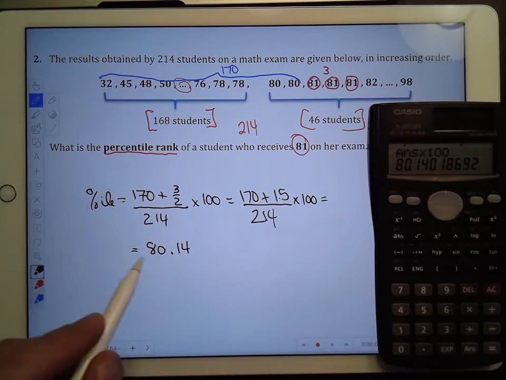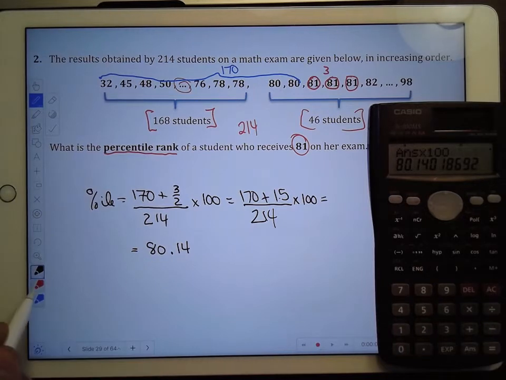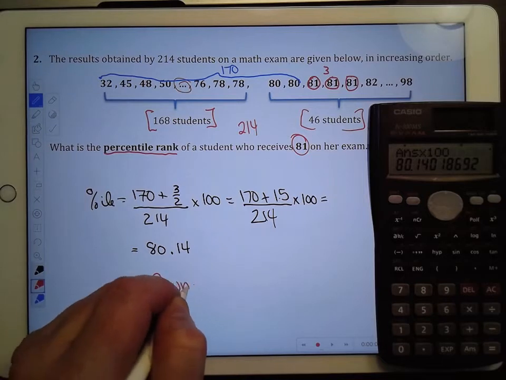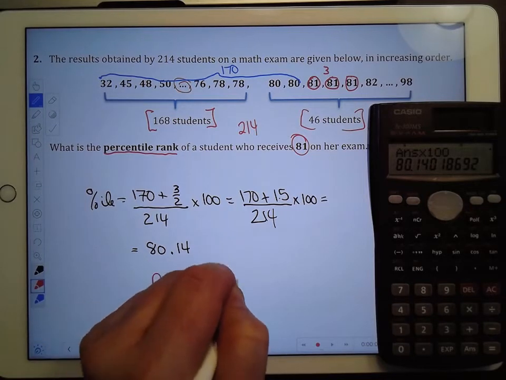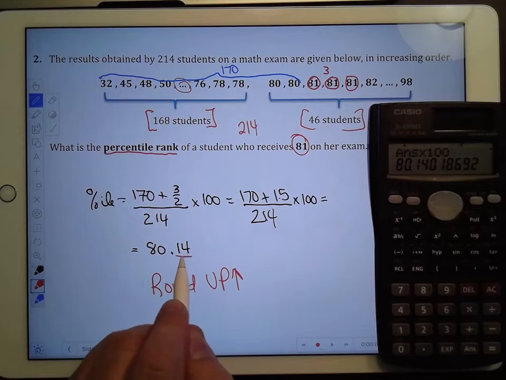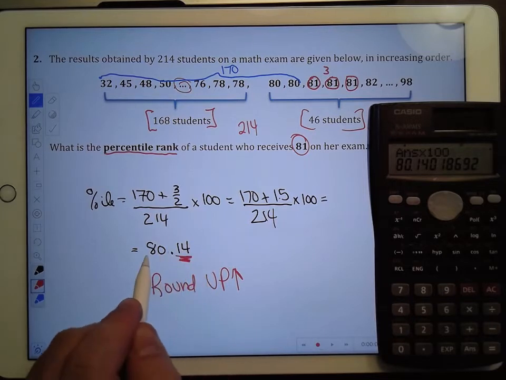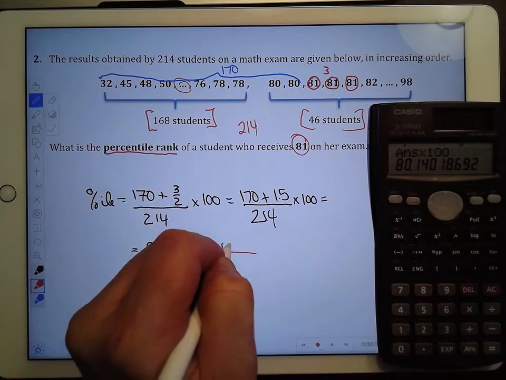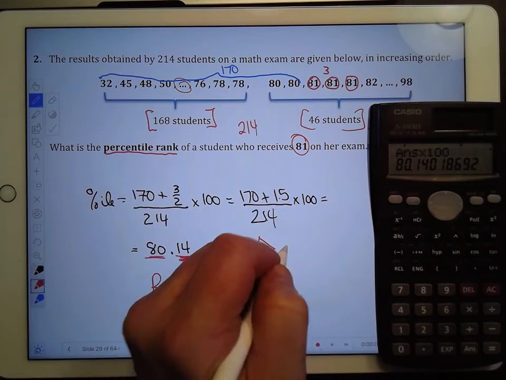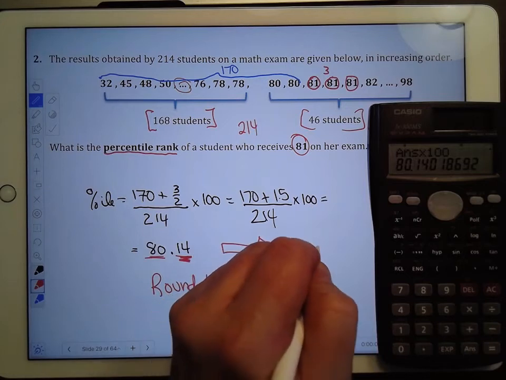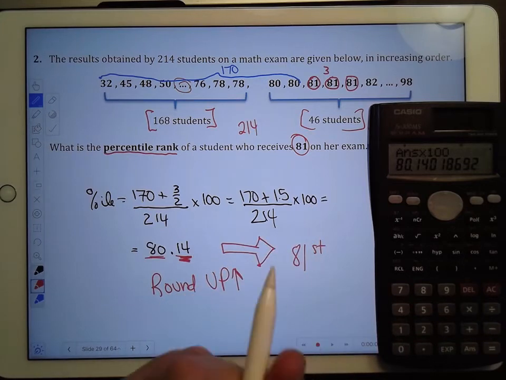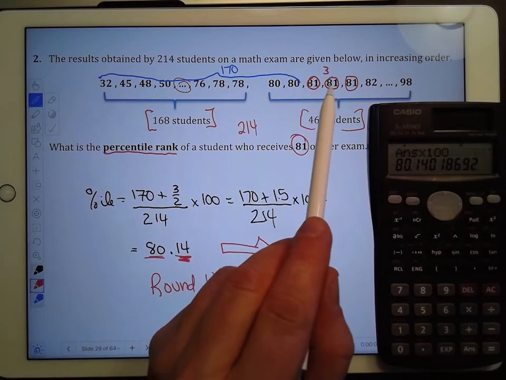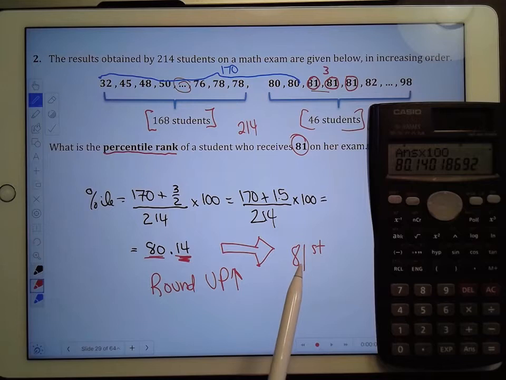Normally, you're tempted to round that off to 80, but remember, when we're doing percentile, we always, always, always round up. So the second you have a little bit of a decimal, we're going to jump to the next whole number here for percentile. So the answer for this one is the 81st percentile. Now, I also want to point out to you that we were asking about a mark of 81, and it turns out that if you got an 81, you were in the 81st percentile.